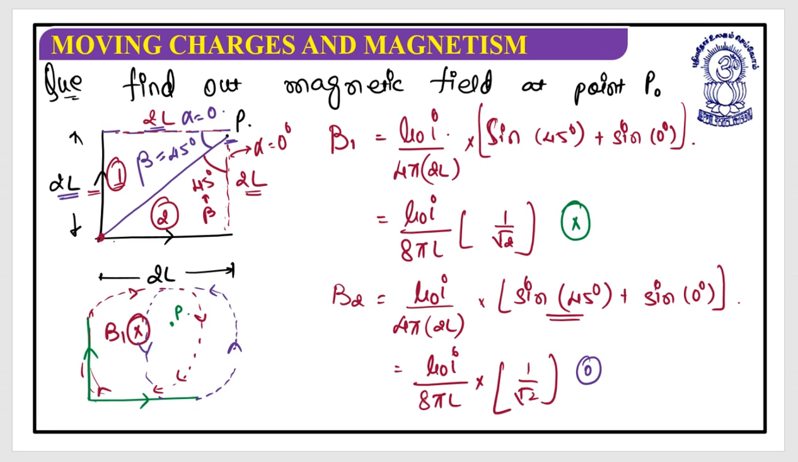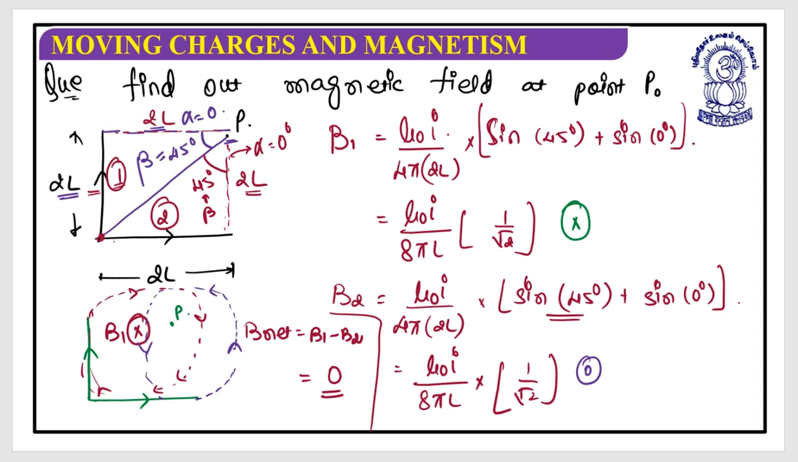So this B net could be written as B1 minus B2, and as both have the same magnitude, mu naught I by 8 pi L into 1 by root, the B net at point P would be 0. That's it. I hope these things are clear.